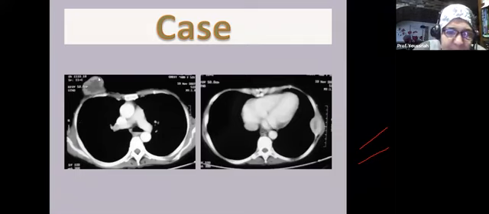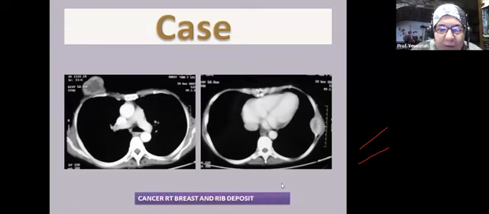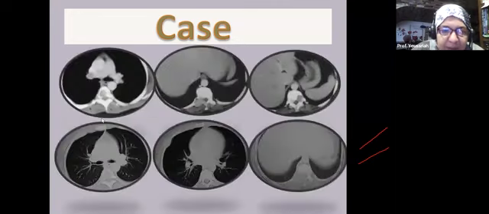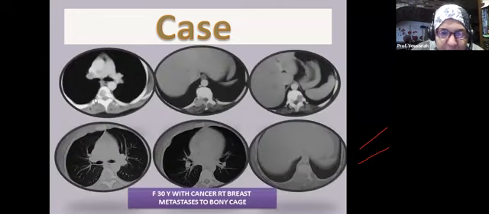On the right side, you can see breast carcinoma. And on the left image, you will see an expansile lesion, a metastatic lesion in the ribs. Again, this is a case of breast cancer with multiple deposits involving the vertebra and the ribs.